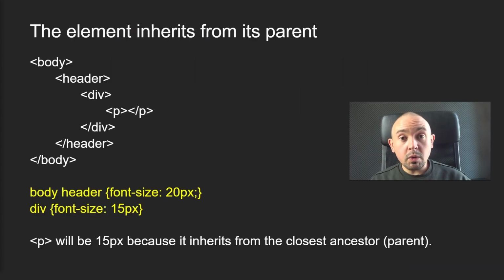An element always inherits from its parent. In this case, the p tag will not inherit 20 pixels from the header tag because its parent is a div tag which has 15 pixels assigned to the font size property. So the p tag will inherit 15 pixels from its parent, which is a div tag.